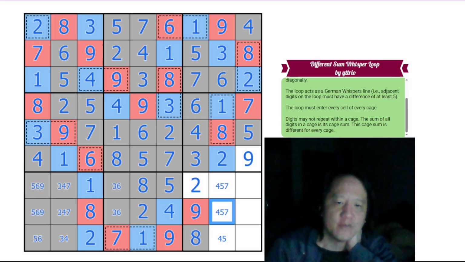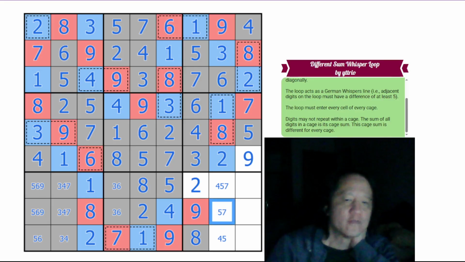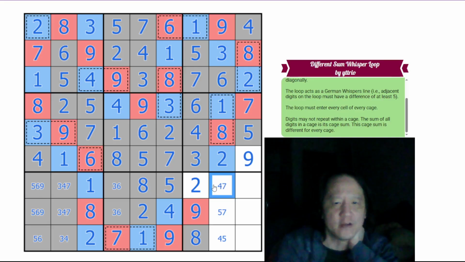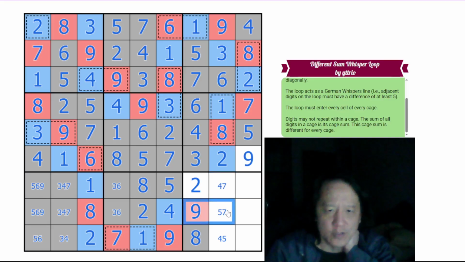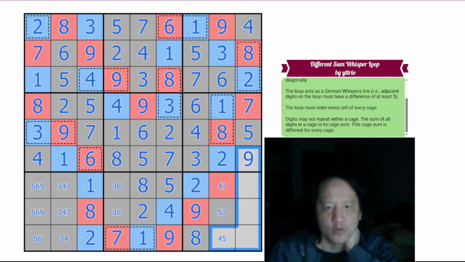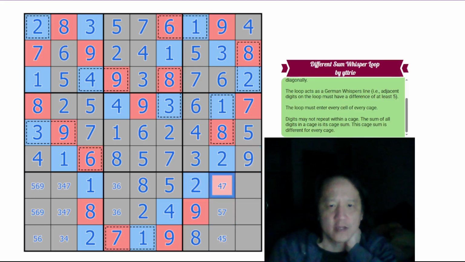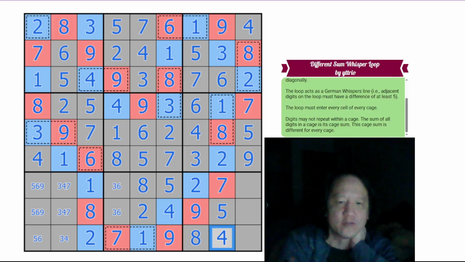This cannot be 4. So this is 5 or 7. This can't be 5. So if it tried going this way, the problem is that would not have a difference of 5. So it cannot go this way, which means it must go this way, which means it connects this way. So the rest of this are not on the loop. 2 is next to 7 then. So this is 7, this is 5, that's 4.